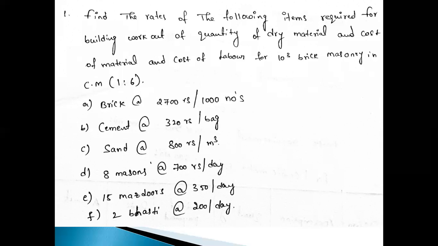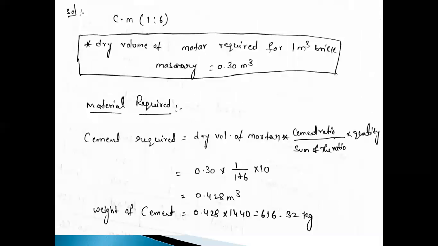So here we calculate the total material cost and total labor cost. In previous classes we found only the quantity. Here we find quantity plus cost. So first of all, in this given cement mortar, the ratio is 1:6. First of all, we calculate the dry volume of mortar.